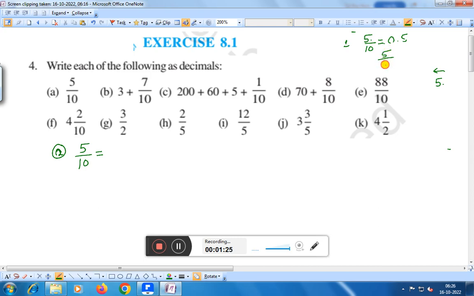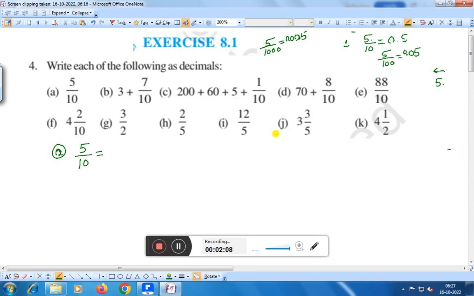Or suppose 5 by 100, then how many zeros are there? It is divided by 100, that means the point was here, right? Two zeros, that means two places to the left, 1, 2, that is 0.05, right? If we divide by 1000, suppose 5 by 1000, how many zeros are there? 3. That means you have to place the point three digits to the left, 1, 2, 3, that is 0.005, right? This is the way in which you have to find the number, right?